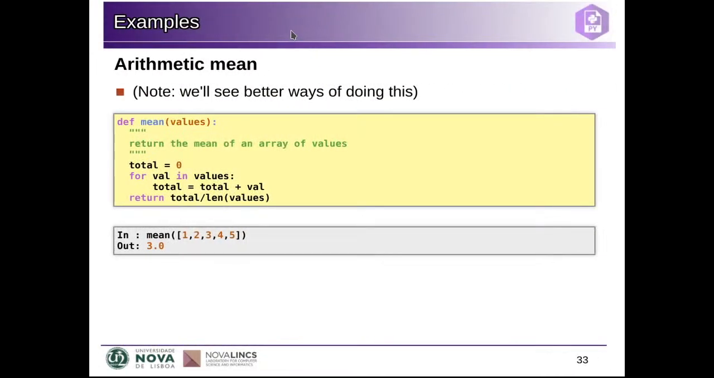Okay, so let's see some quick examples with for loops. Suppose you want to compute the arithmetic mean. We don't actually need this because we have functions that do this, but suppose we want to create a function that returns the mean of an array of values. We start with the total at 0. We loop through all the values. We add to the total, just like we did for the sum, and then we return the total divided by the number of array values. So length of values is the number of values, and this gives us the mean.